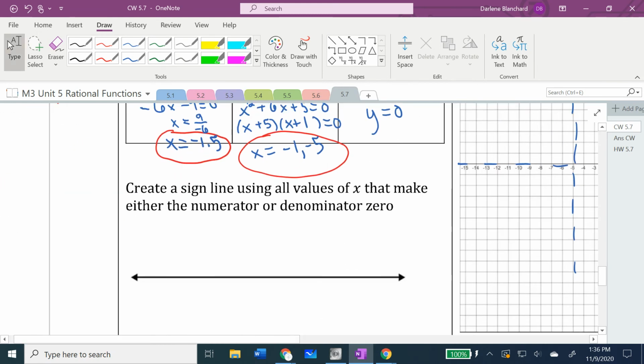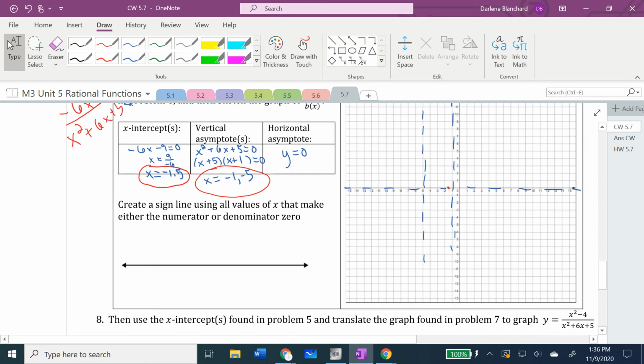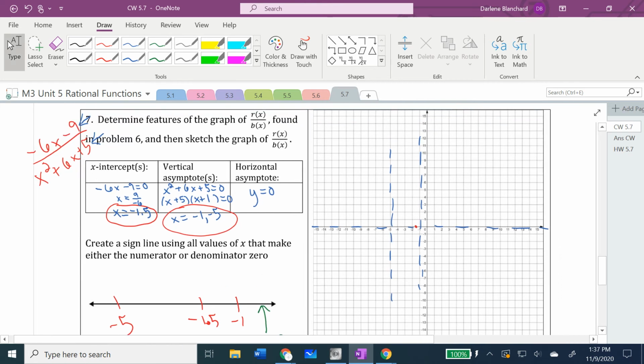Then the number line. The sign line is based on anything that makes the numerator or denominator 0. So that includes negative 1.5, negative 1, and negative 5. And then I need to pick numbers. I'm just going to pick them fairly quickly. If x is greater than negative 1, 0 is a good choice.